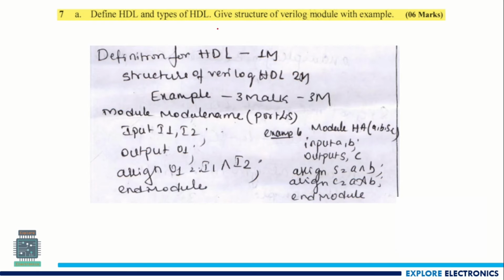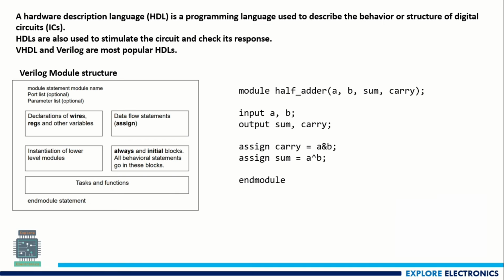Define HDL and type of HDL. Give structure of Verilog module with an example. First we need to write the definition, structure of Verilog, and then any example carries 3 marks. Let us see. First, what is HDL?